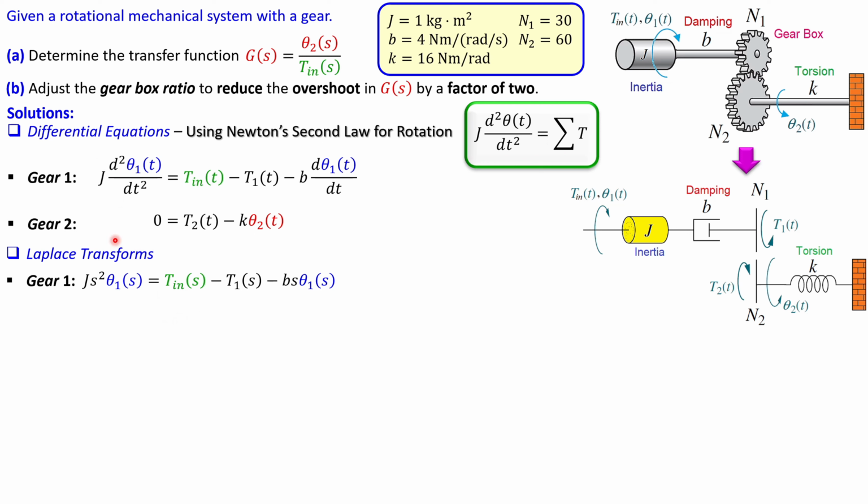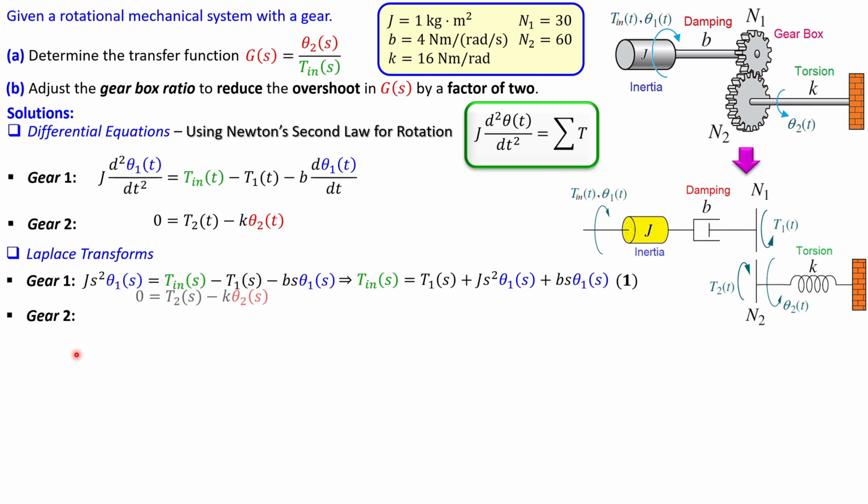So you can see the S squared times theta 1, and in a similar fashion this is of course just one derivative, so you get S only. Now you can rewrite this so that you have T in equal to the rest. So you can say T in is equal to this plus all the terms here, and then you get this expression. Okay, that's equation number 1. We will use it later.